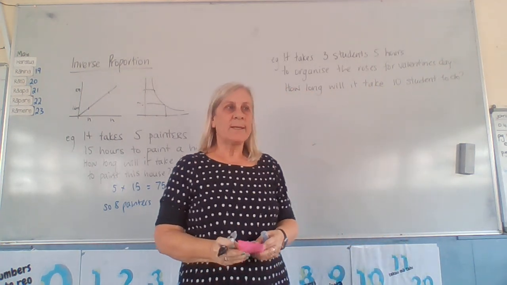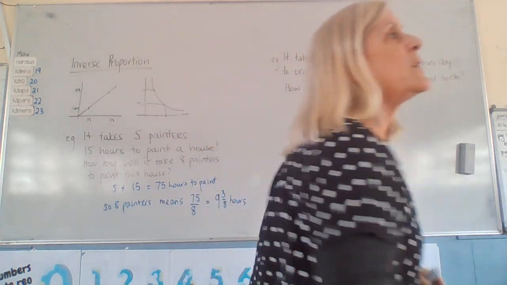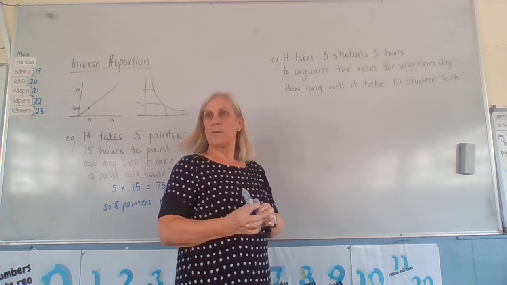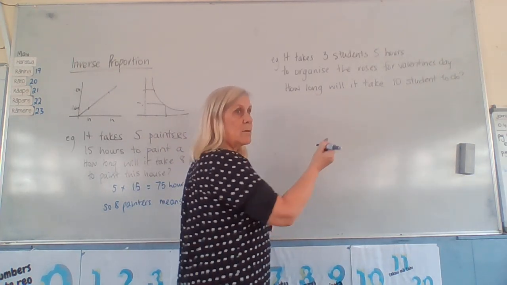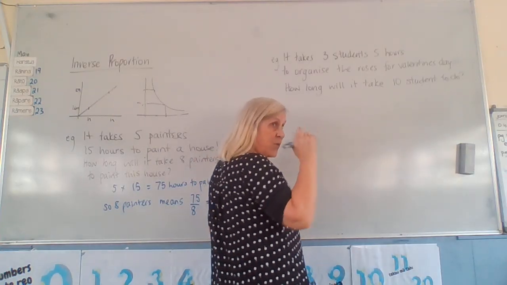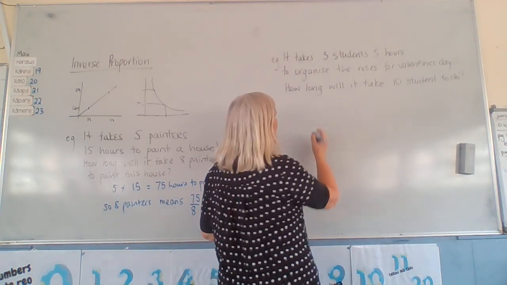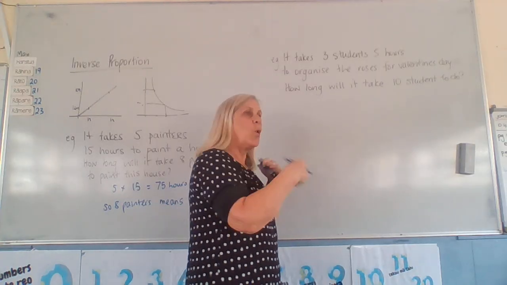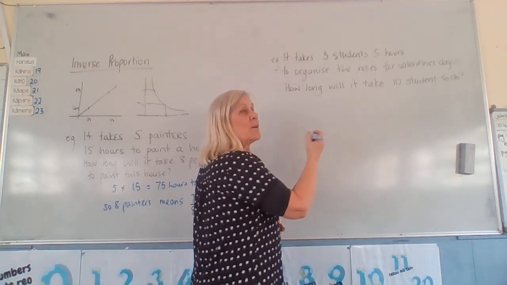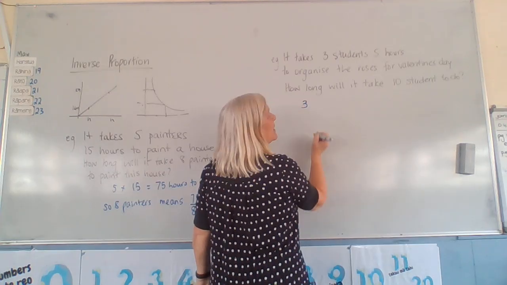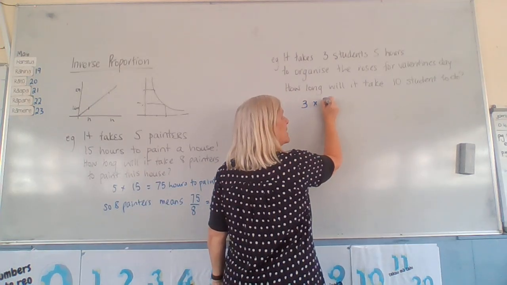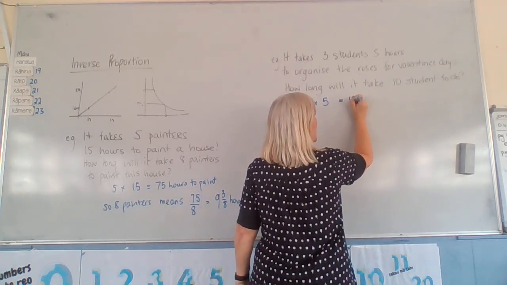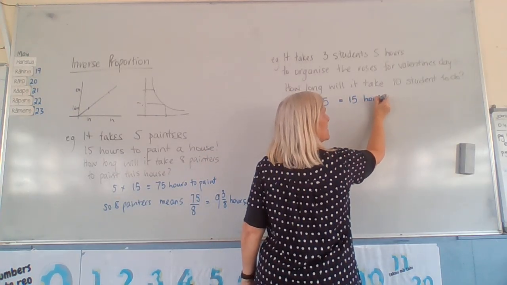All right? So how many man hours does it take to organise the roses? Takes 3 students 5 hours. So how many man hours does it take? All students counting all their hours. So we've got 3 students. They're all taking 5 hours. So the total man hours is 15. Takes 15 hours to organise this.